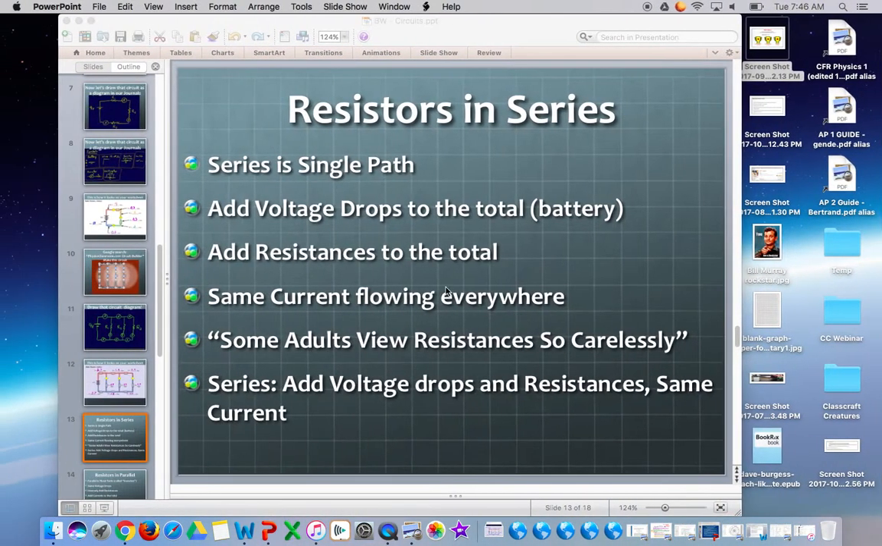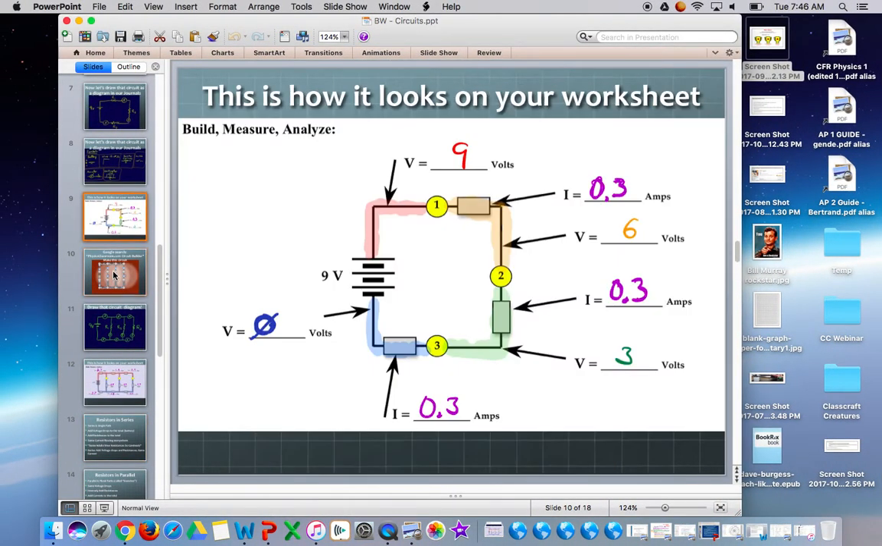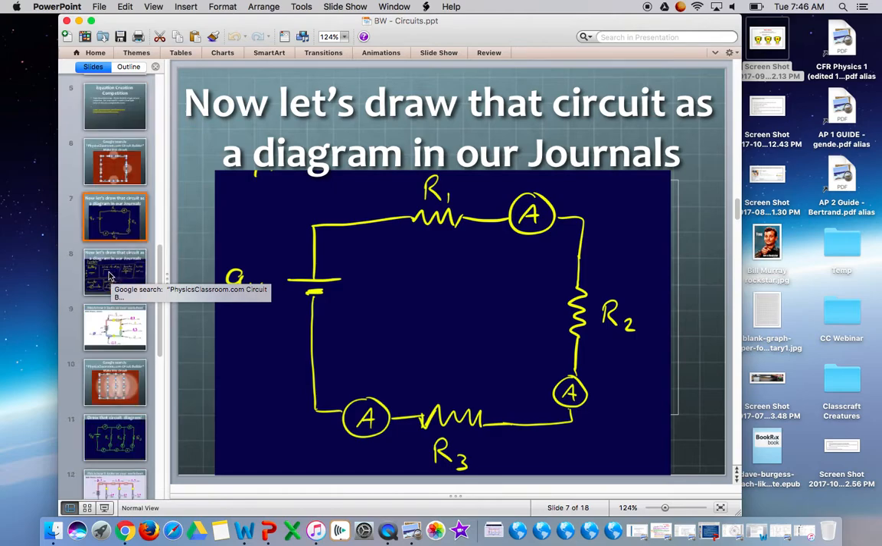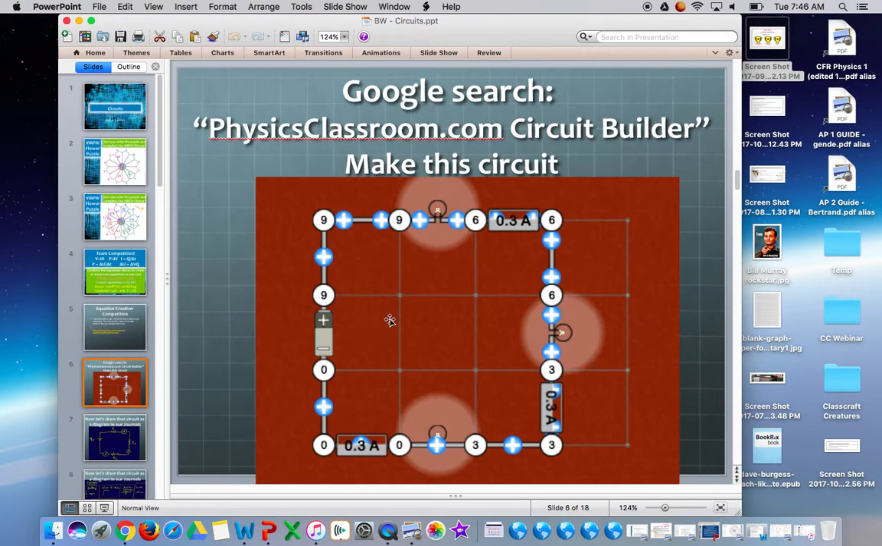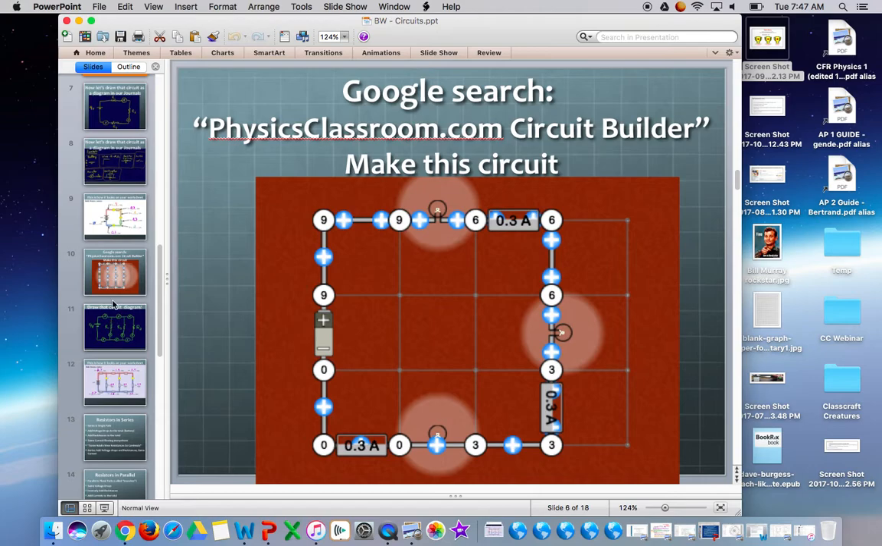We saw that in that series circuit. Where did we see that? Okay, we went from 9 to 6. So that voltage drop was 3, and then 6 to 3, that voltage drop is 3 again, and 3 to 0, that voltage drop is 3. We're dropping 3, we're dropping 3, we're dropping 3. 3 plus 3 plus 3 is going to be 9, which was the total voltage of the battery. And that's what we're talking about with those voltage drops adding together.